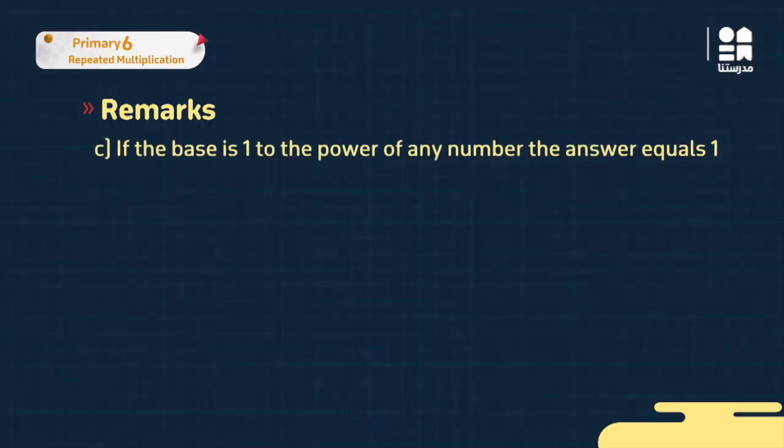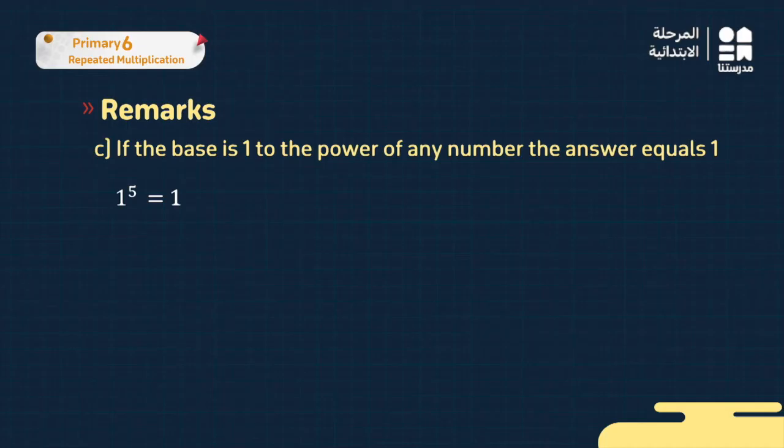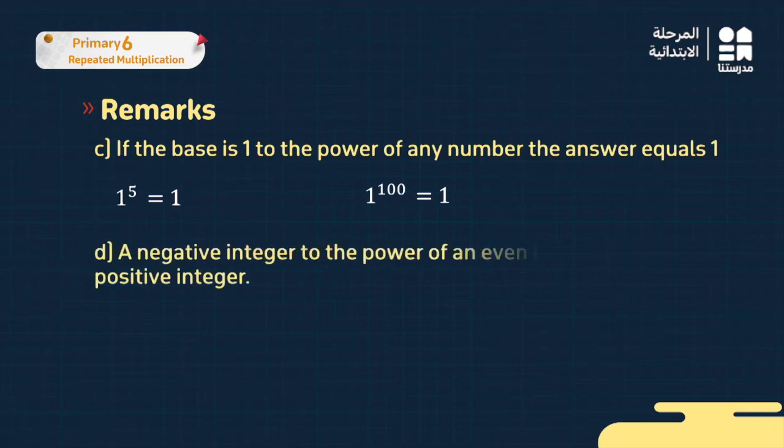Now, if my base is 1, and it is raised to the power of any number, the answer equals 1 too. And why? Because I'm repeatedly multiplying the 1, and of course 1 multiplied by 1 gives me 1. So if I repeat multiplying the 1 100 times, it gives me the same. 1 times 1 times 1 times 1 times 1 times 1 equals 1. So whatever the power is, the answer is supposed to be 1. So 1 to the power of 5 gives me 1, and 1 to the power of 100 also gives me 1.